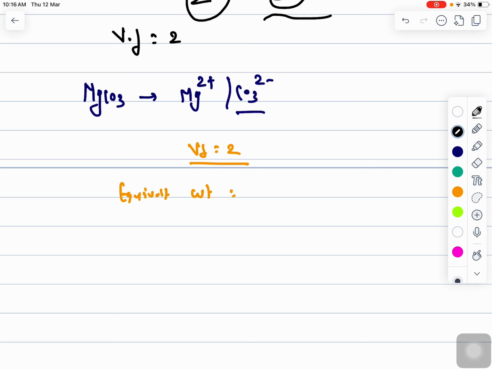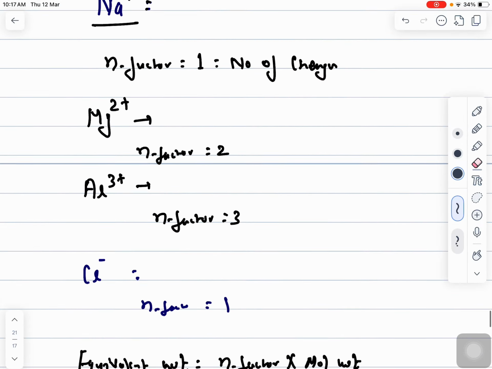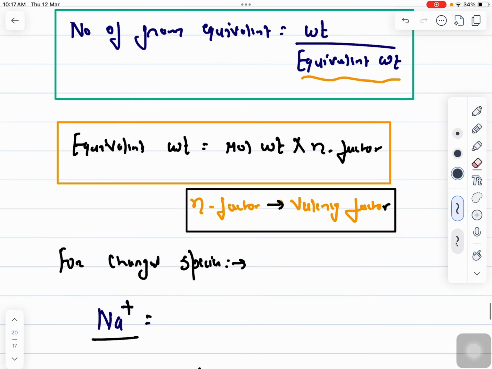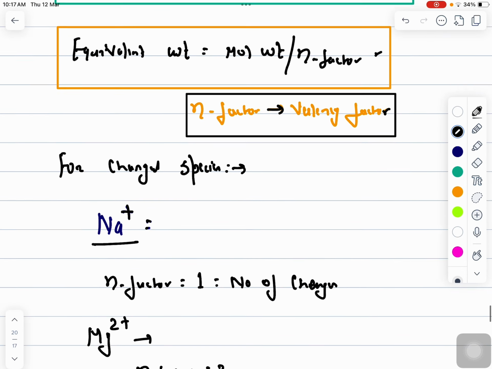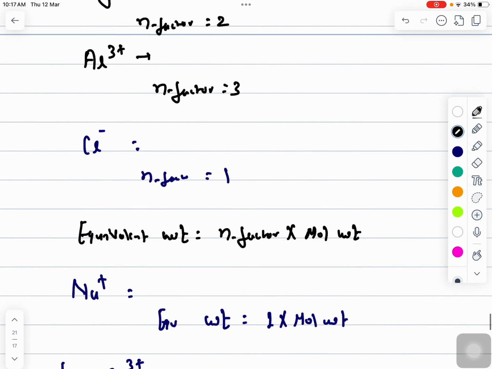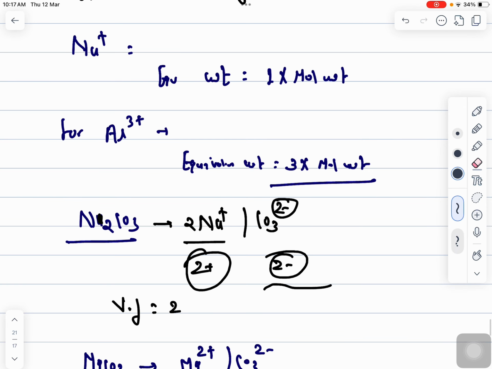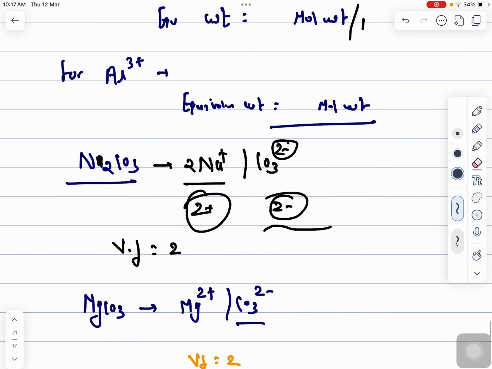Right, so you must be knowing that my equivalent weight is equal to molecular weight divided by n factor. I am sorry for that, right? Divided by n factor. So basically you have to divide here by 1, right? Here you have to divide molecular weight by 3, so and so forth.